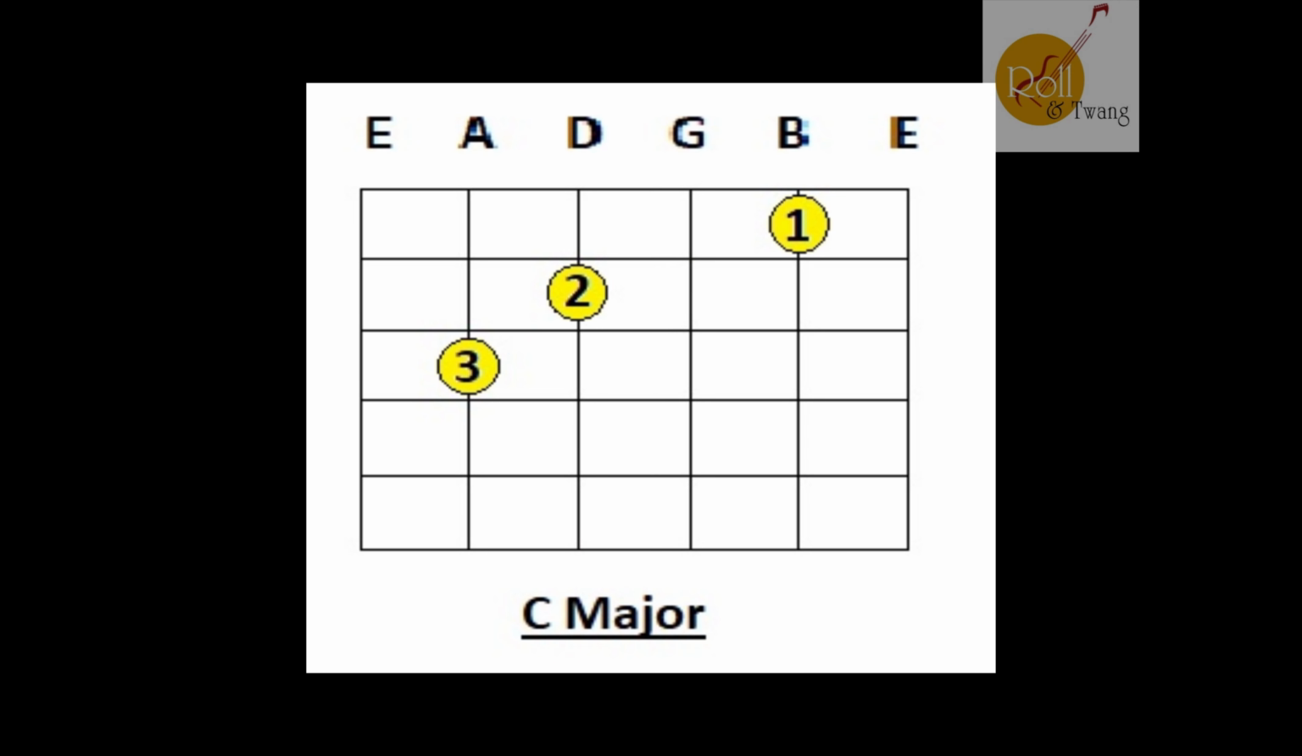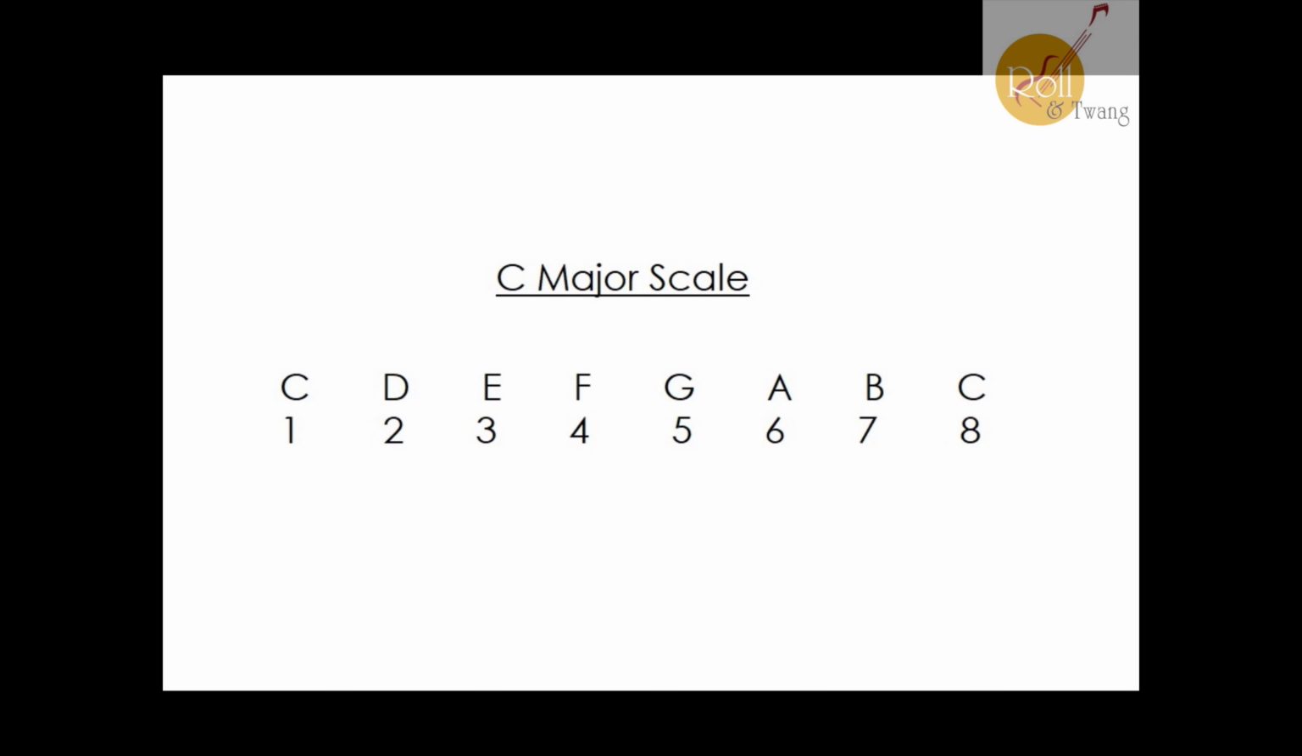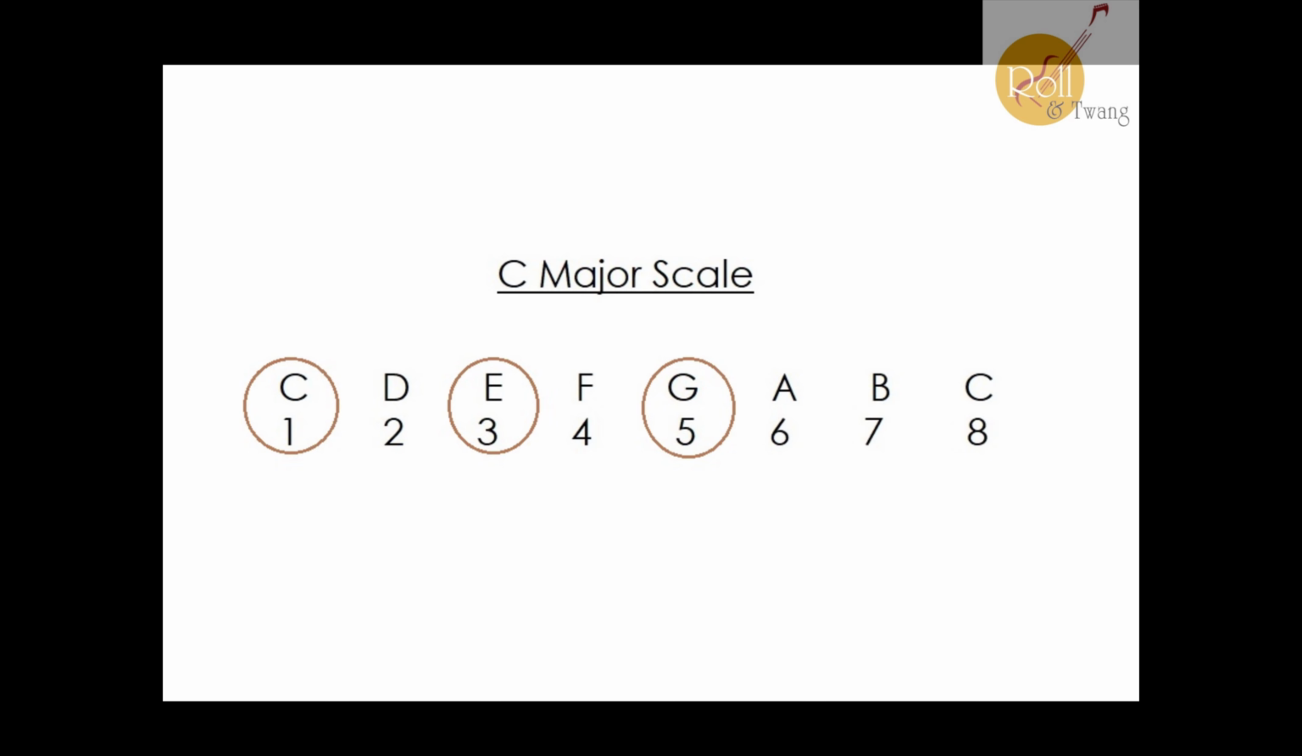So this is the shape of a C major chord. And here are the notes of a C major scale, which are C, D, E, F, G, A, B, C. And C, E, G is what we get as the first, third, and fifth of the C major scale.